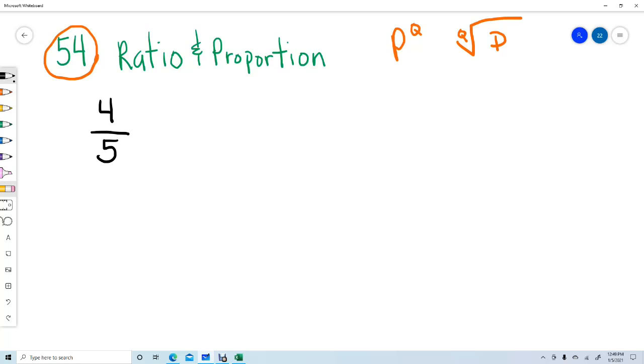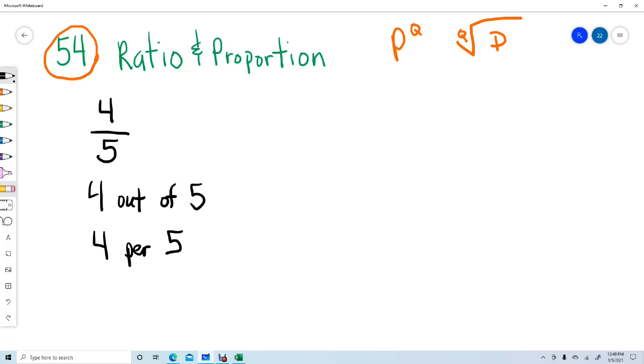So let's think of it this way. If we read this 4/5, another way to read that is 4 out of 5, or 4 per 5. Those are two other ways you can read the fraction 4/5, or the ratio 4/5. Let's give it some meaning.